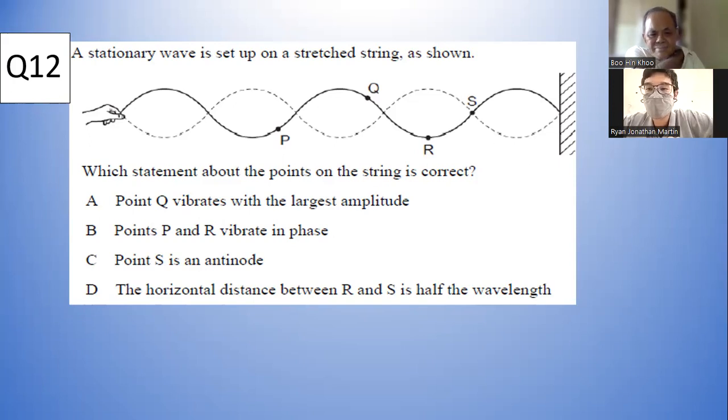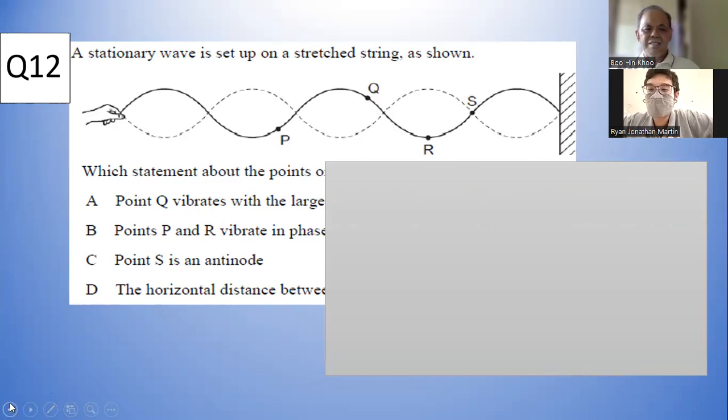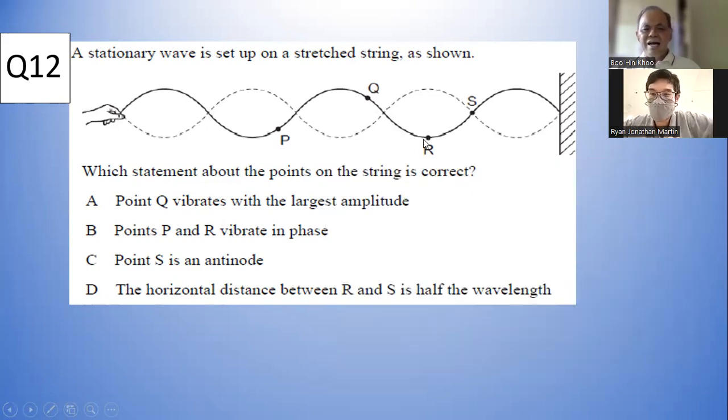Ken? I think I would say... Okay, let's look at the answer. Q vibrates with the largest amplitude. No. Not Q. Sorry. R has the largest amplitude, not Q.